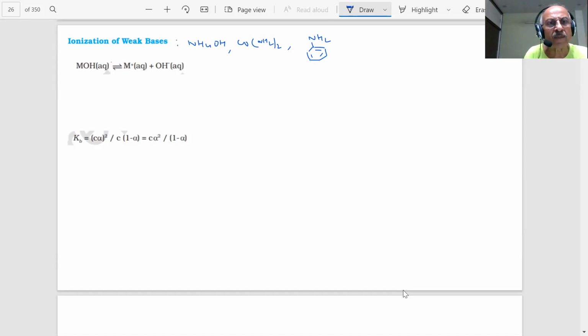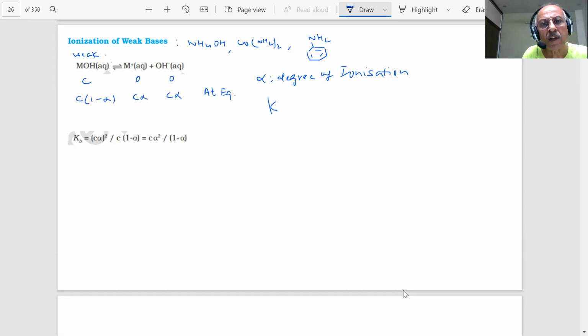If I have a weak base, with concentration C initially, and at equilibrium, if alpha is the degree of ionization of the weak base, what will be the result? You will have C(1 minus alpha), C alpha, and C alpha. Again, here I will define the dissociation constant of a base, Kb. What will that come to?